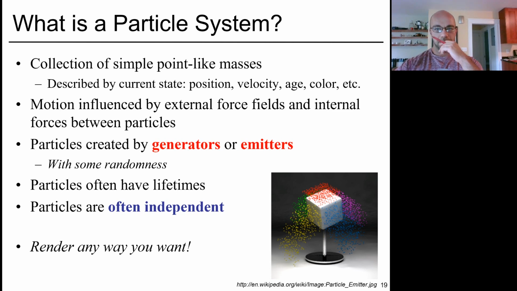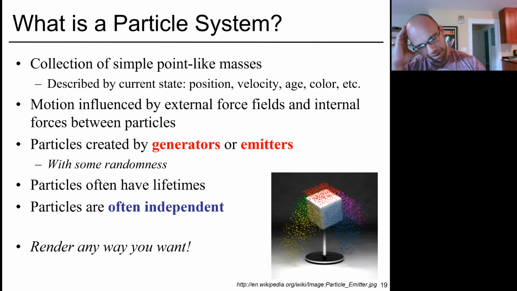Okay. So as we've already talked about, a particle system is just a collection of point-like masses. We can attach whatever information we want to each point, right? It doesn't have to just be the position. It could be velocity, maybe the age of the particle is useful, color, and so on. The motion is influenced by both external force fields like gravity and maybe internal forces like springs. You can make the particles with generators or emitters. These are synonyms, by the way.